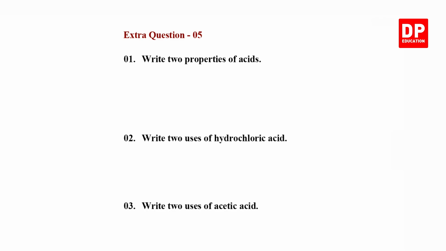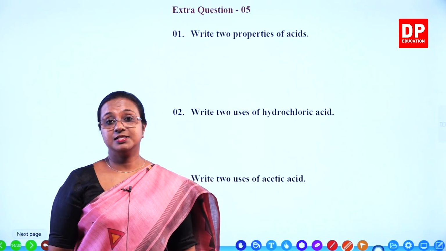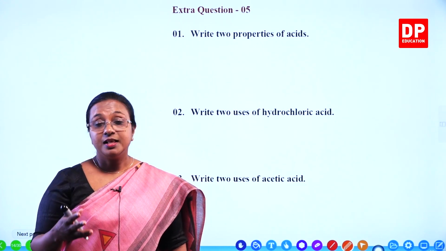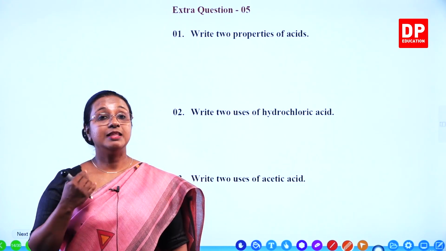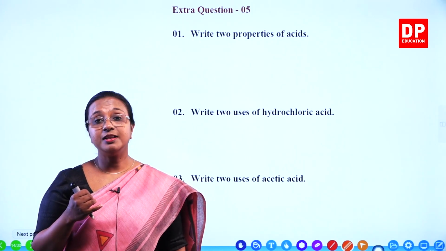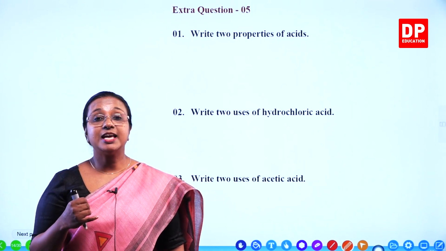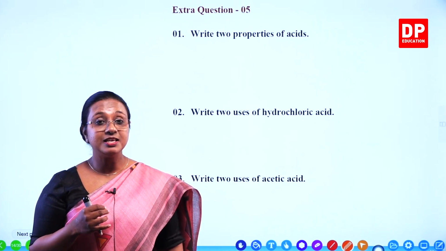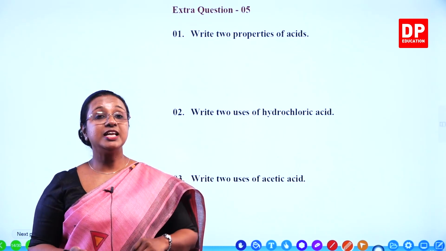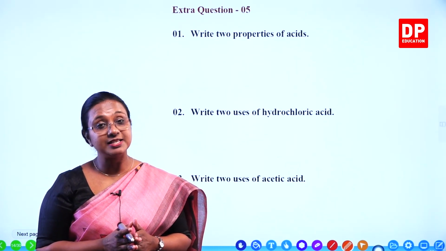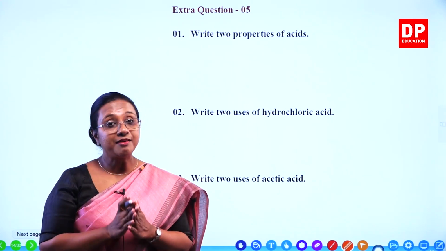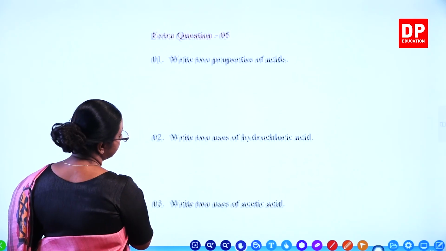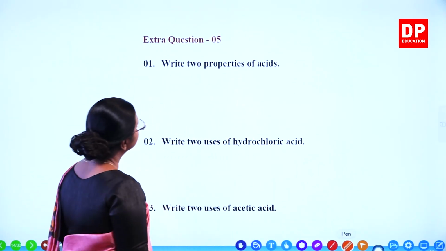Extra question 5. Write 2 properties of acids. 2 properties of acids. What can you write? They are corrosive in nature. They turn blue litmus to red. They evolve hydrogen gas on reacting with metals above hydrogen in the activity series. They release carbon dioxide gas when reacting with carbonates and bicarbonates. You can write any 2 properties. So, write 2 properties of acids.